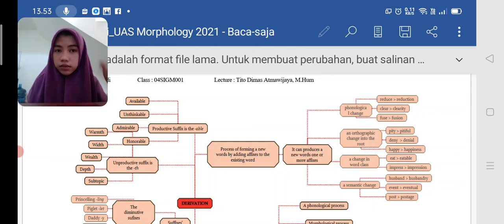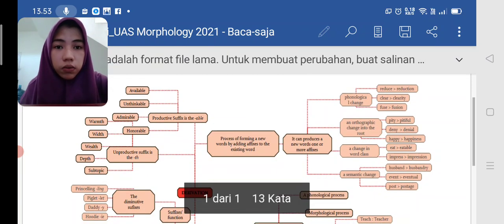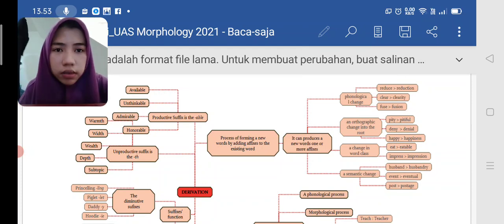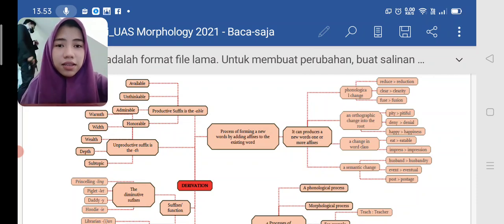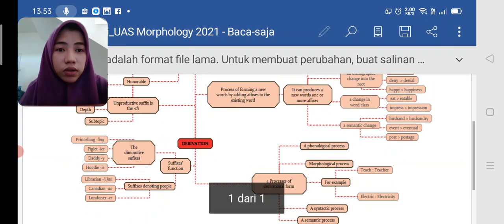There are productive and unproductive suffixes. In productive suffixes there are available, unthinkable, admirable, and honorable. And the unproductive suffix, the one is with th. There are warmth, width, wealth, and depth. And the last one, no, it's not included. I'm sorry.